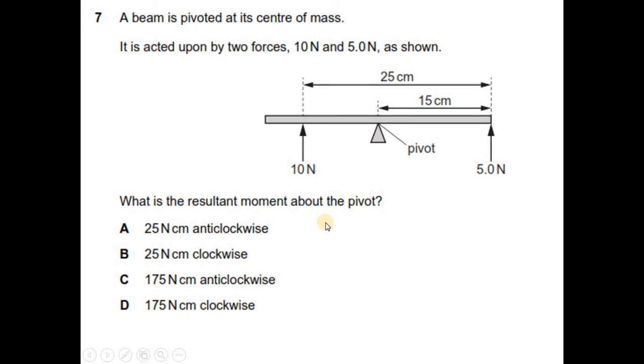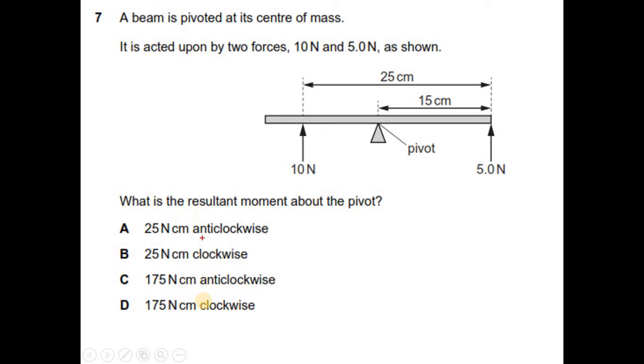Question number 7. A beam is pivoted at its center of mass. It is acted upon by two forces, 10 Newton and 5 Newton, as shown. So we have a pivot, 5 Newton and 10 Newton, 25 centimeter is this length, 15 centimeter is this length. What is the resultant moment about the pivot?